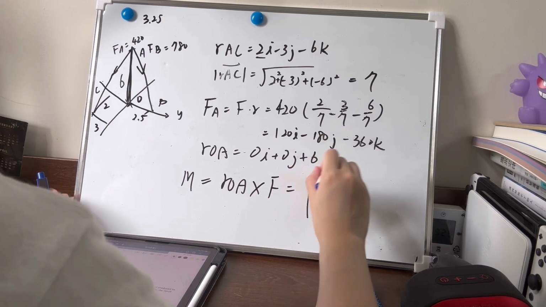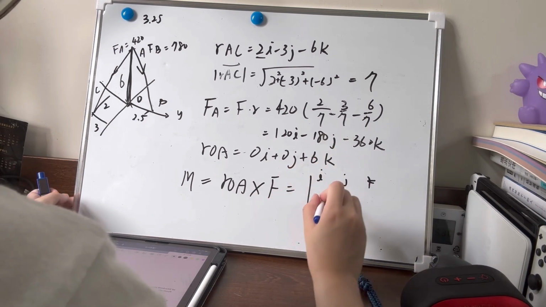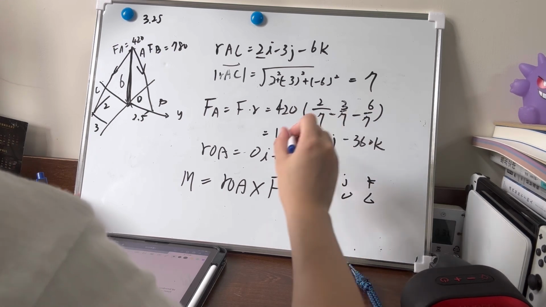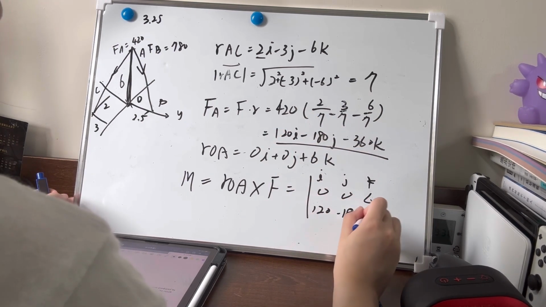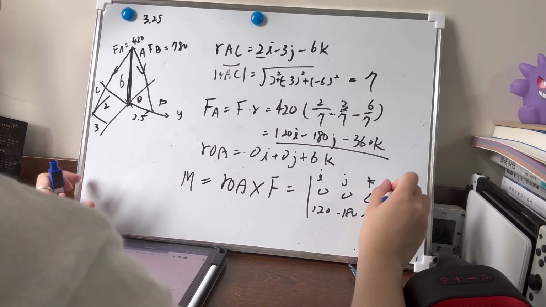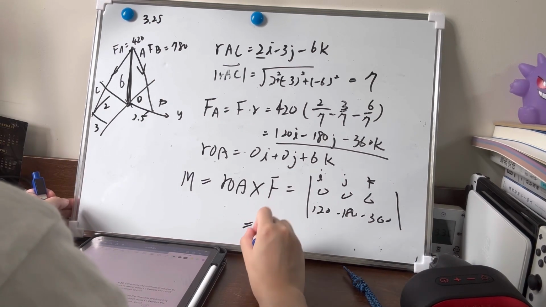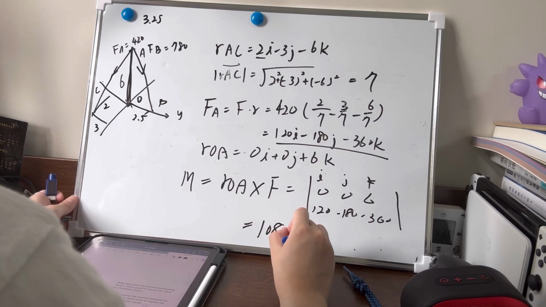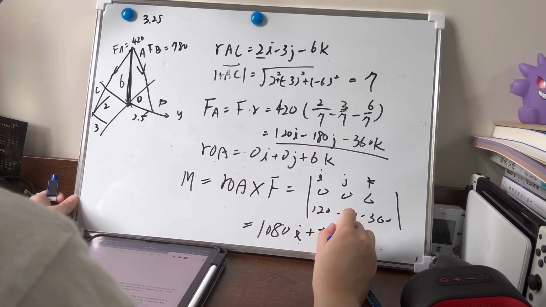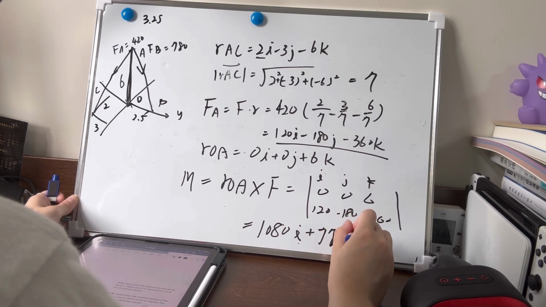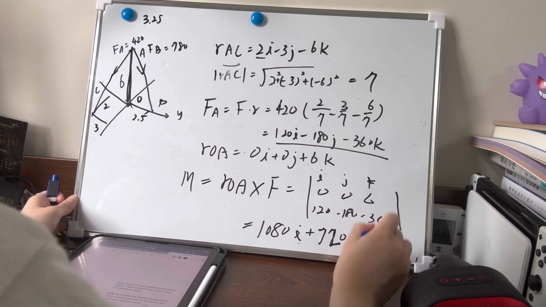So it would be like this, 0, 0, 6, and the force here, and the answer is like that.